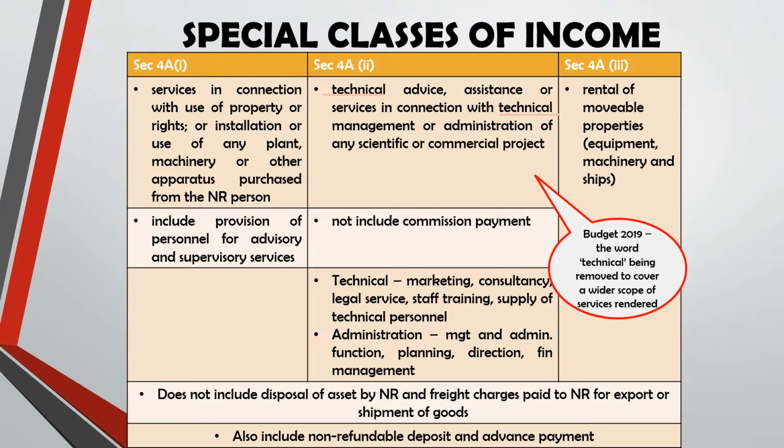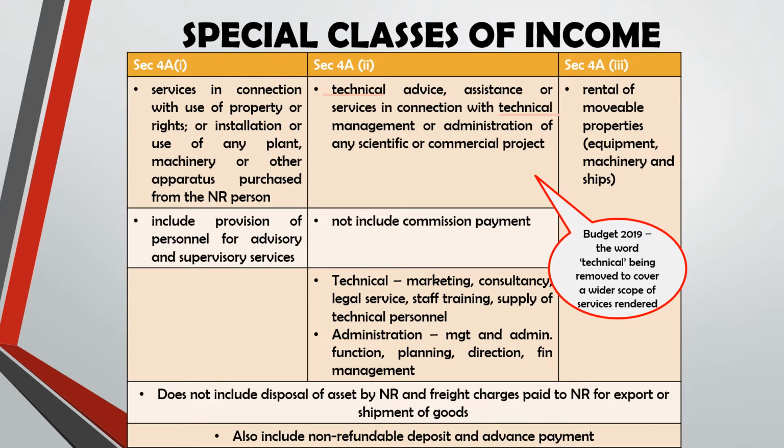While for 4A2, previously it actually refers to technical advice, assistance or services in connection with technical management or administration of any scientific or commercial project. So, Budget 2019, however, has removed the word technical to cover a wider scope of services rendered, so that non-resident person will have no chance of hiding their income to, for example, what we call the non-technical service.